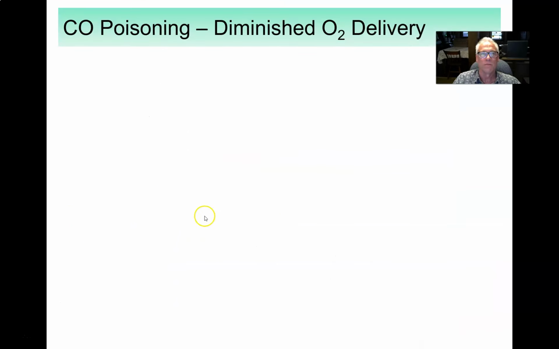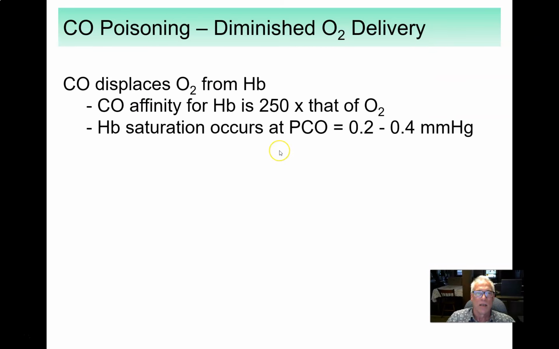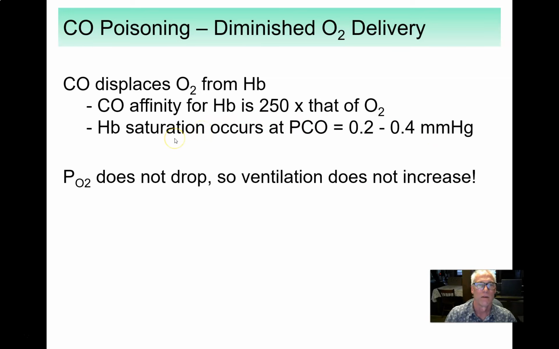All right. Quick aside, what about carbon monoxide? Terrible stuff, right? Hemoglobin has a very high affinity for carbon monoxide, much more so, 250 times that for oxygen. So if a little carbon monoxide gets in your blood, it clings onto the hemoglobin, and there's no place for oxygen to bind. So at only 0.2 to 0.4 millimeters of mercury partial pressure of carbon monoxide will saturate the hemoglobin, and there's no oxygen carrying capacity, and you die.